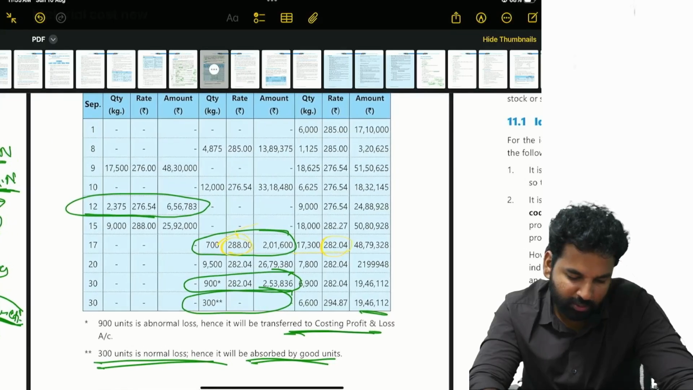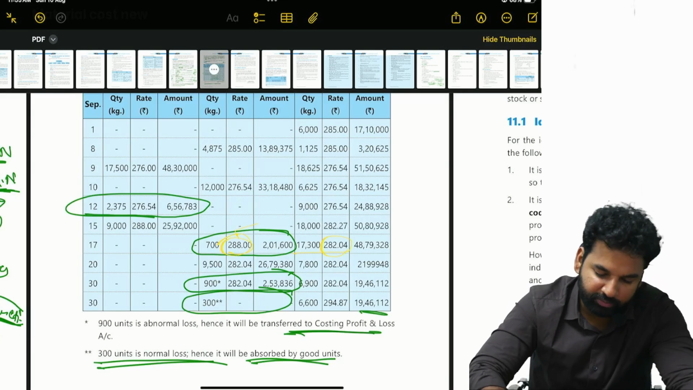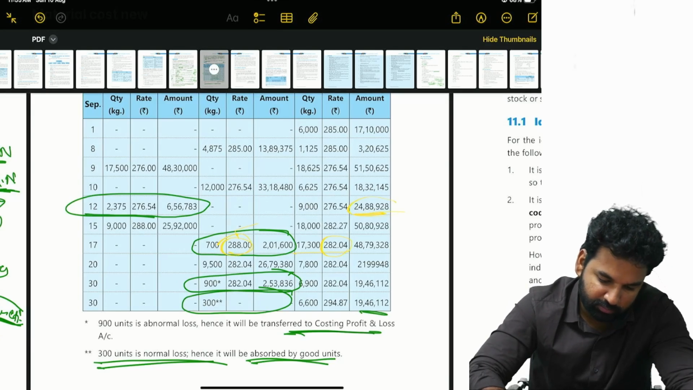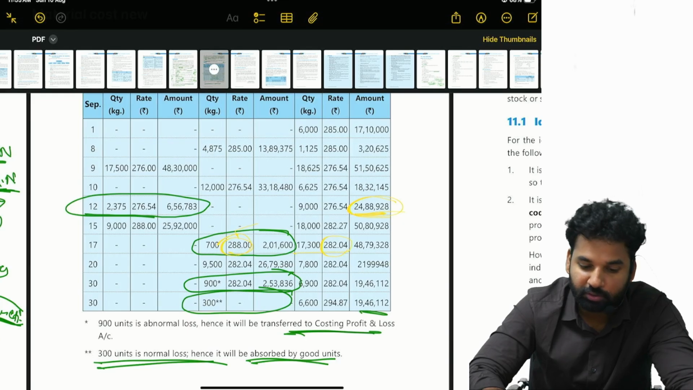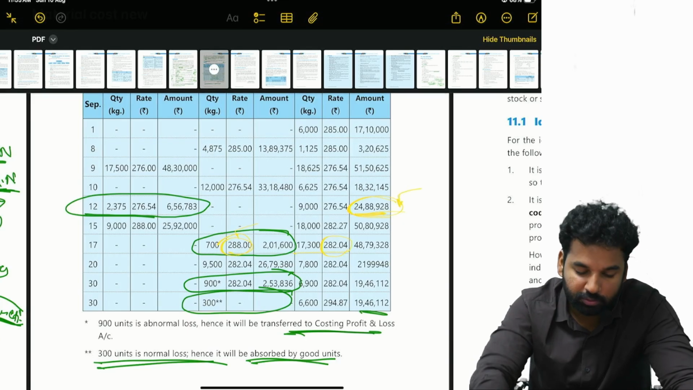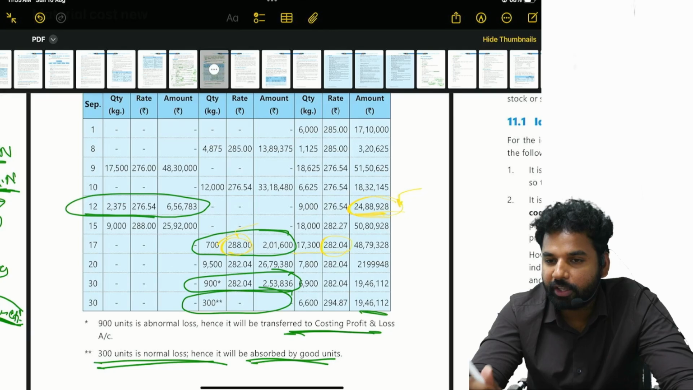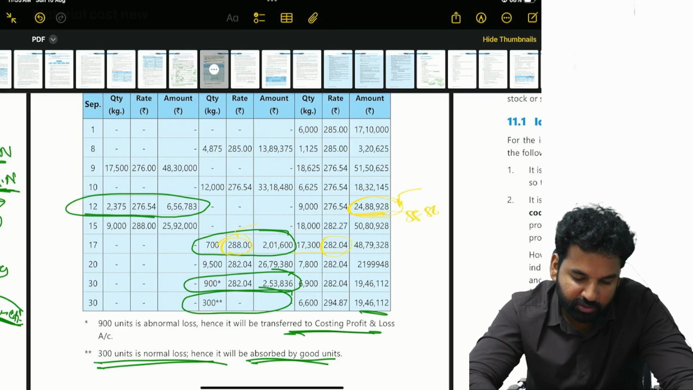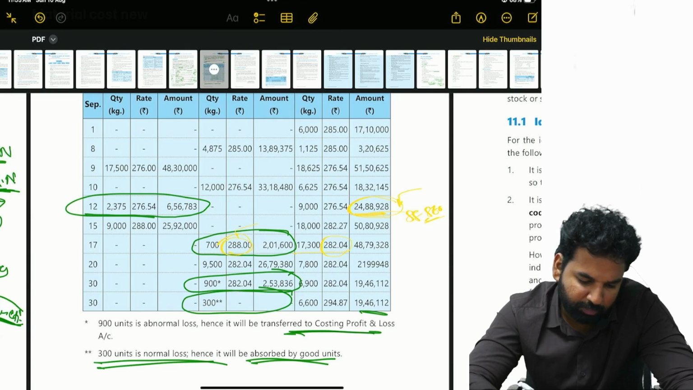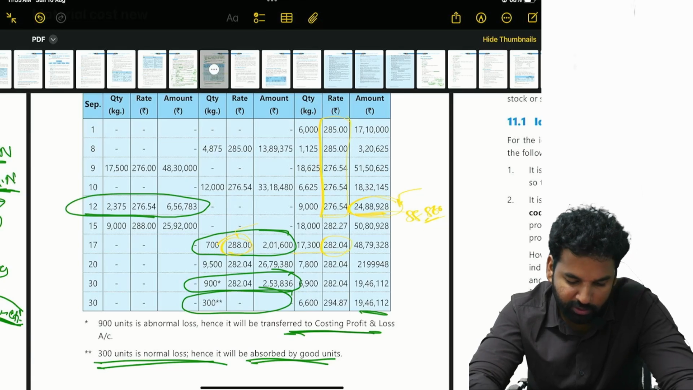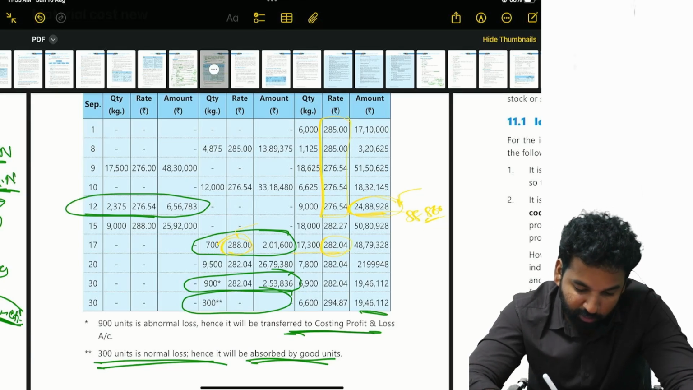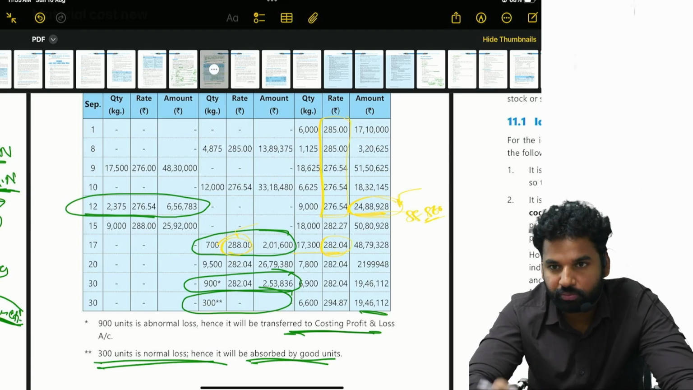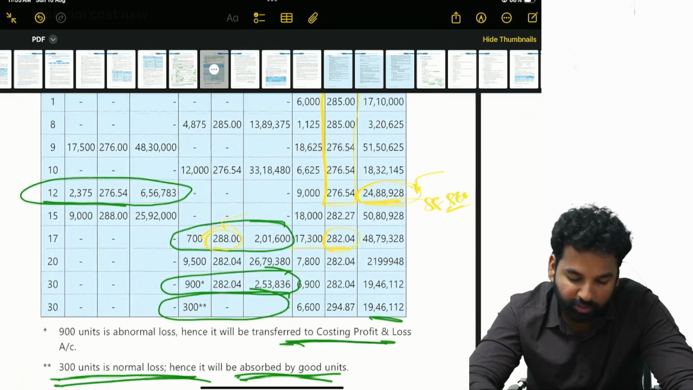No. It is not just because of that, I think, because it is already different in this way, and this also we got a difference. Here this value is 24,88,928. There in our answer it is 88,860. Here also there is a difference. So up to here there is no rate difference, no. If there is no rate difference, there is not an issue. But here this is the important thing. It should be 282.04 only. Okay. So how will we get this?